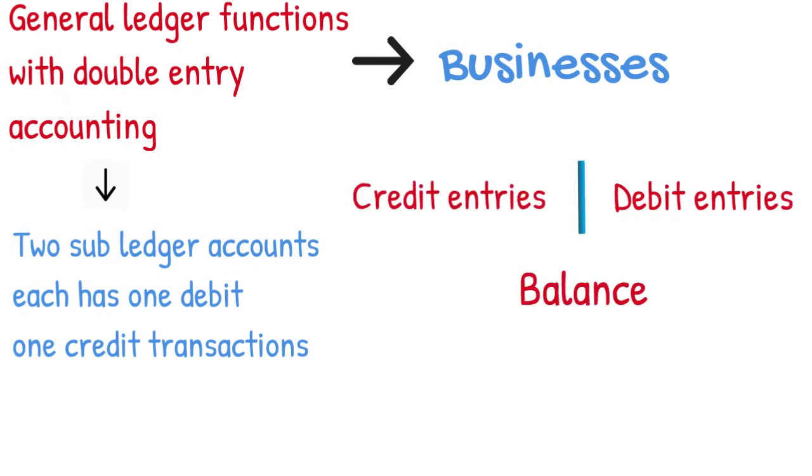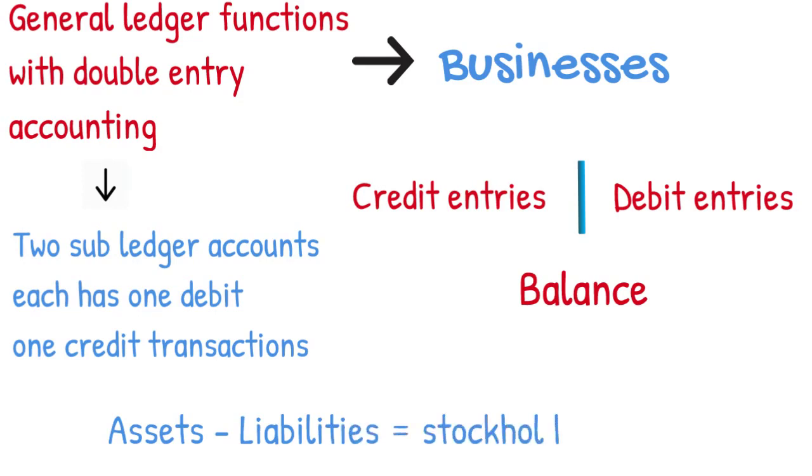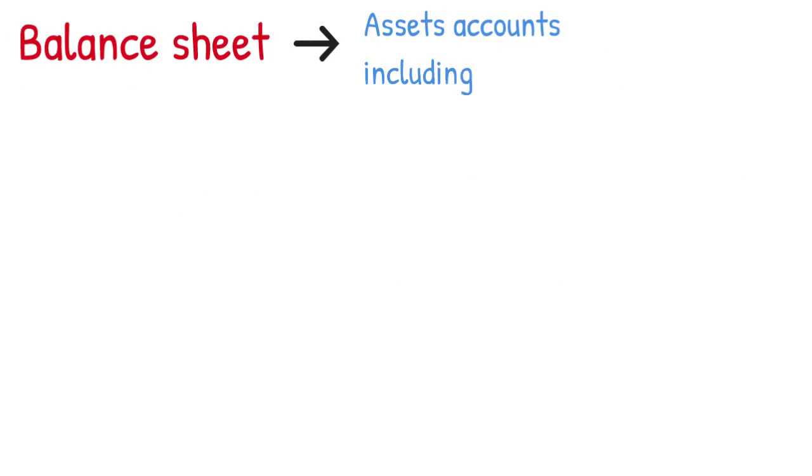The accounting equation, which underlies double entry accounting, is as follows: assets minus liabilities equals stockholders' equity. The balance sheet follows this format and shows information at a detailed account level. For example, the balance sheet shows several asset accounts, including cash and accounts receivable, in its short-term assets section.